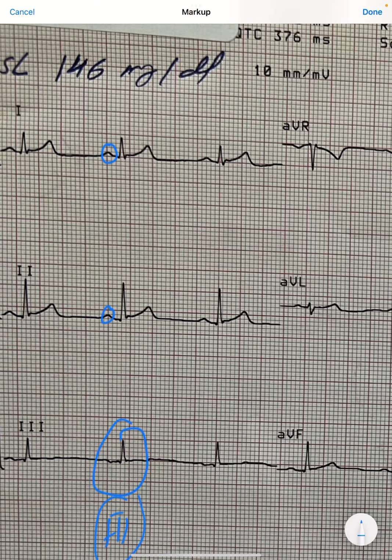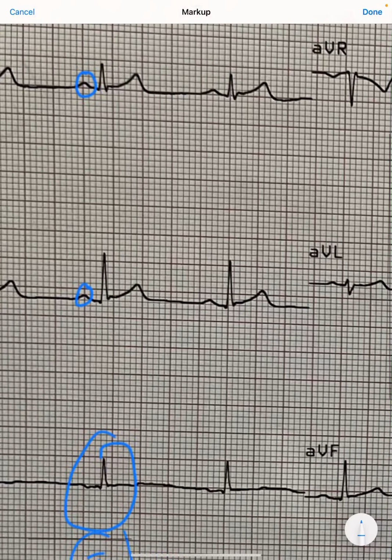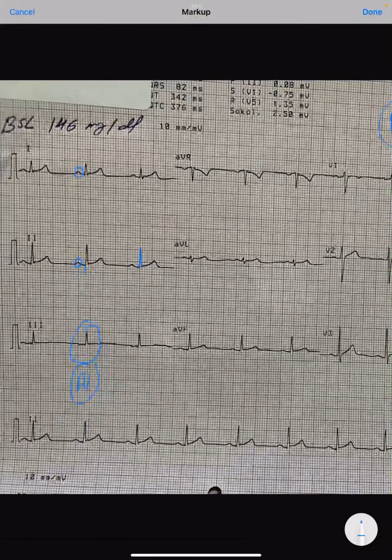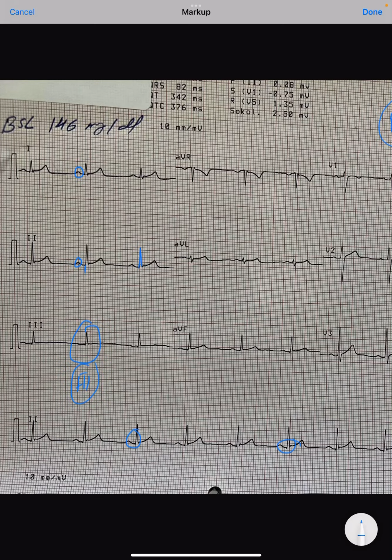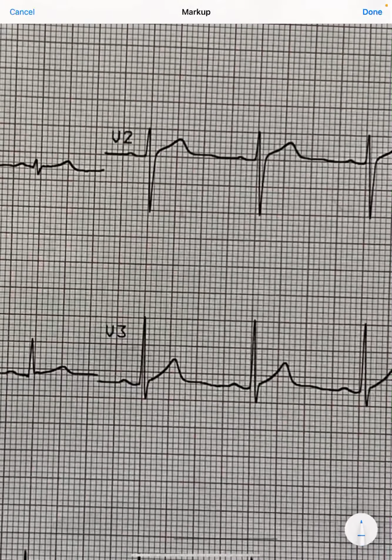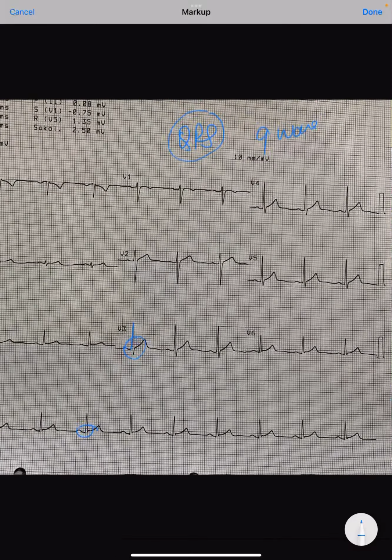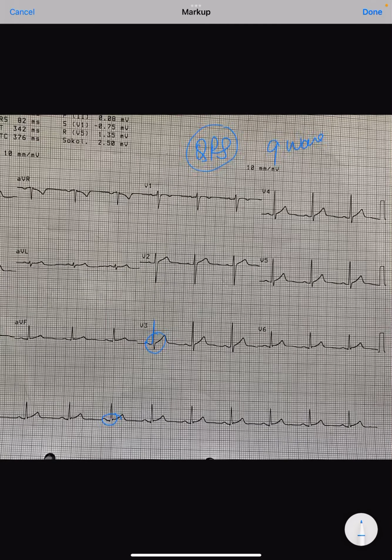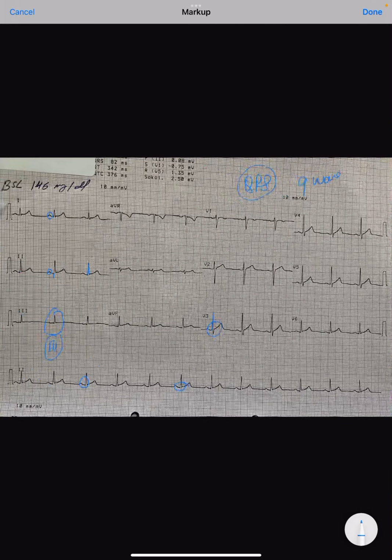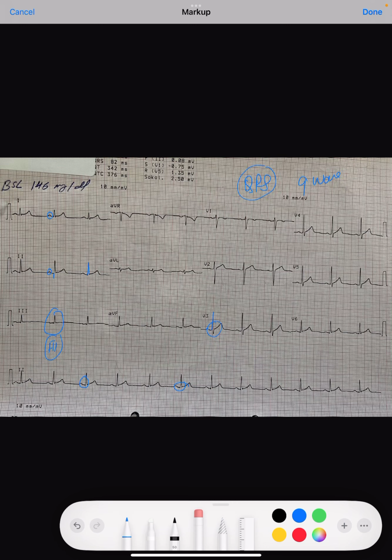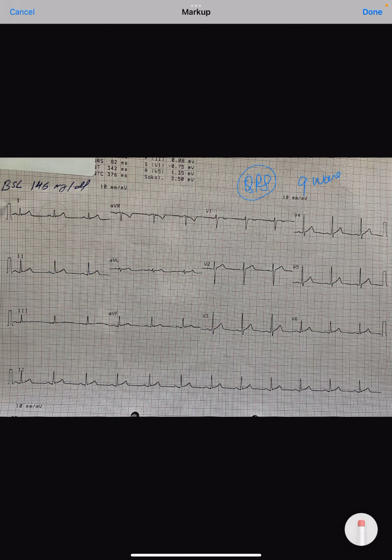So see, this is P, there is no deflection, there is no Q, it is R, it's very minor, hardly 0.5 millimeter, and it is all R and S. So you don't have any negative deflection here also. The P wave is there and directly there is a positive deflection, that is the R wave. So there is no Q wave, which is one of the normal findings. Here the Q wave is not there, it's good. The next wave is the R wave.